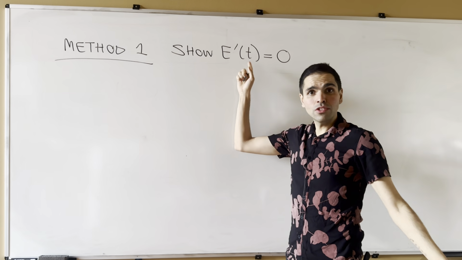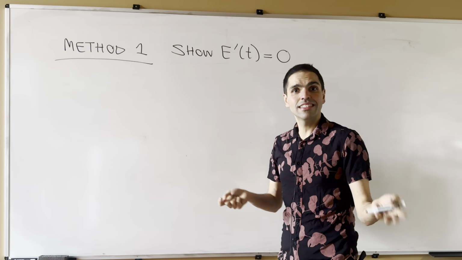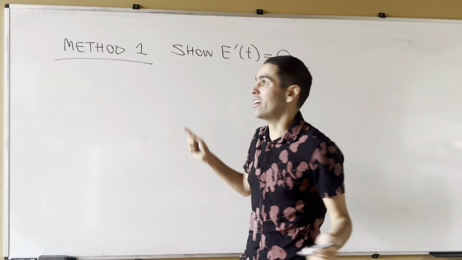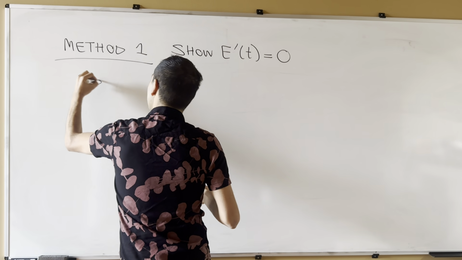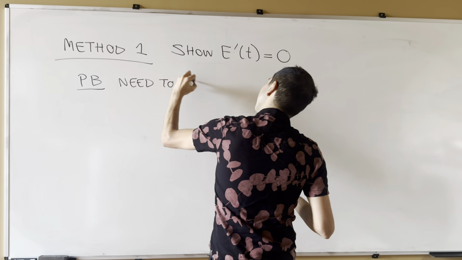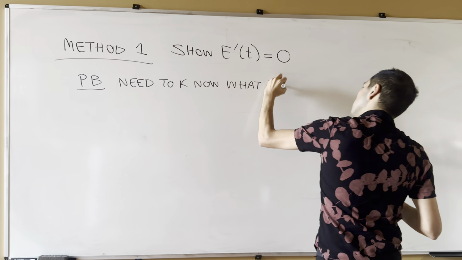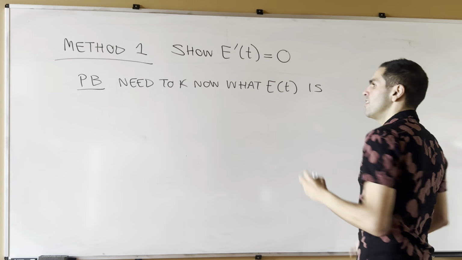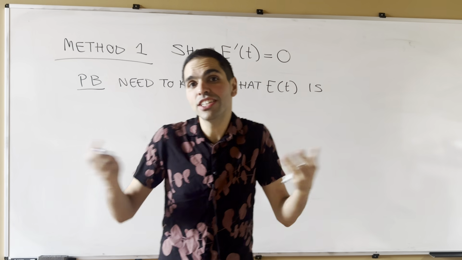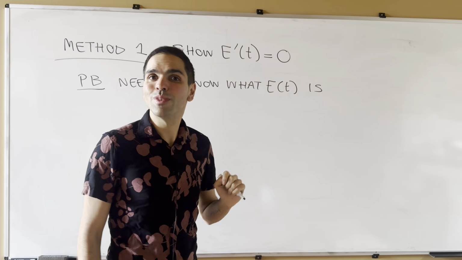Now, why won't we do this? Because it's kind of bad in the sense that you need to know what the energy is beforehand. So the problem: we need to know what E of t is. Of course, here we can do it from physical considerations, but for a general PDE, it's not obvious what the energy is.